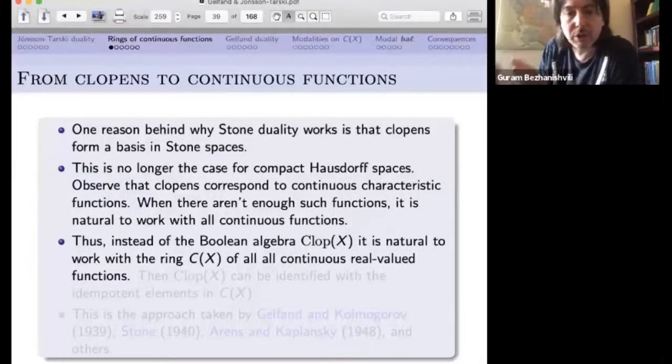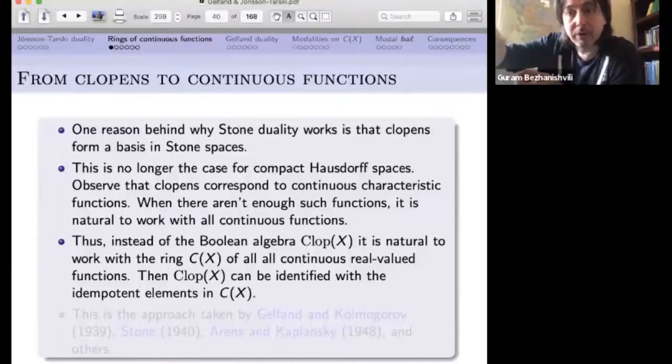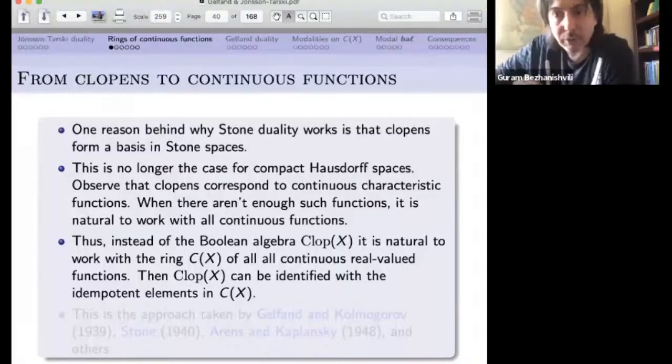And then instead of working with clopens, you start to work with this ring of all continuous functions. And I'm making them real valued, so my target is always the real line. I'll talk about what happens when the target is complex numbers later on. Then clopens you can identify with a very special subring of this ring of all continuous functions. These are exactly the idempotents. An element in a ring is an idempotent if you square it and you get your element back, right?